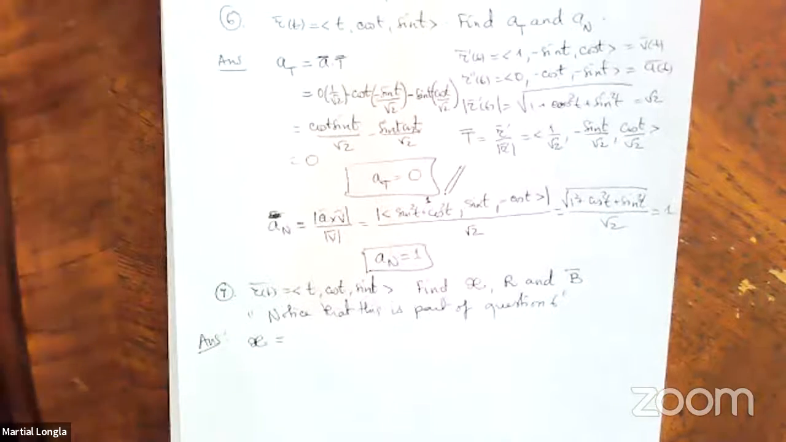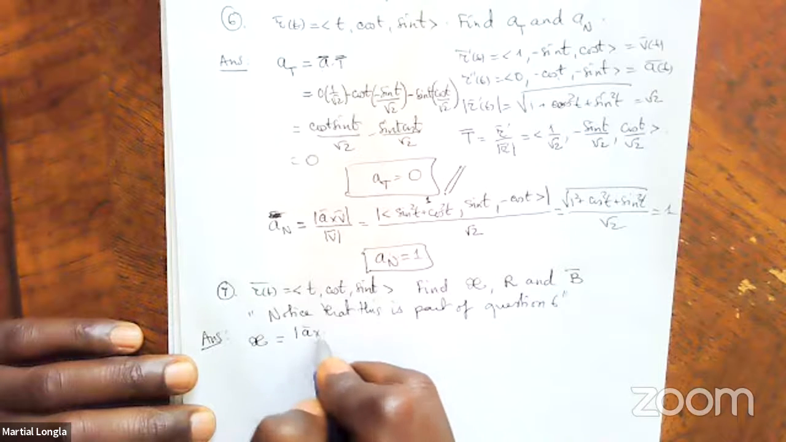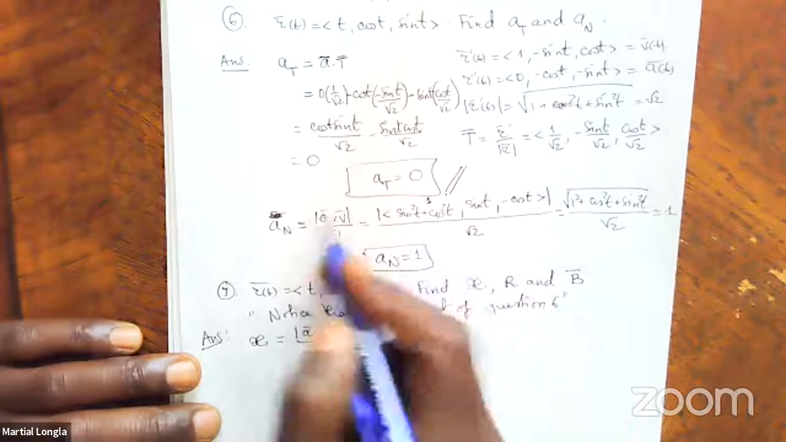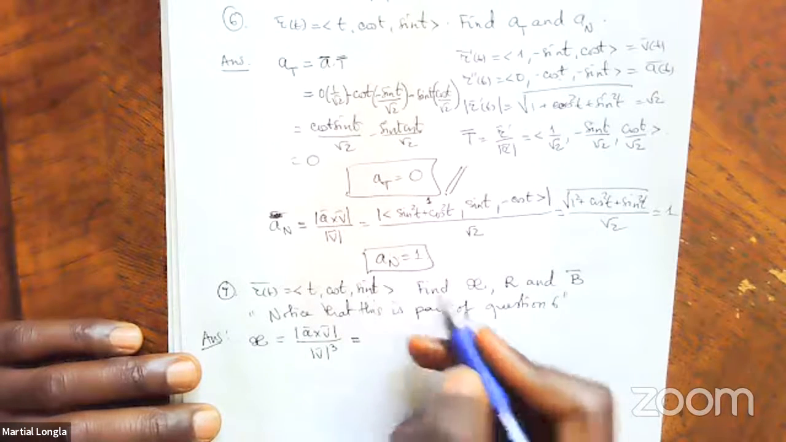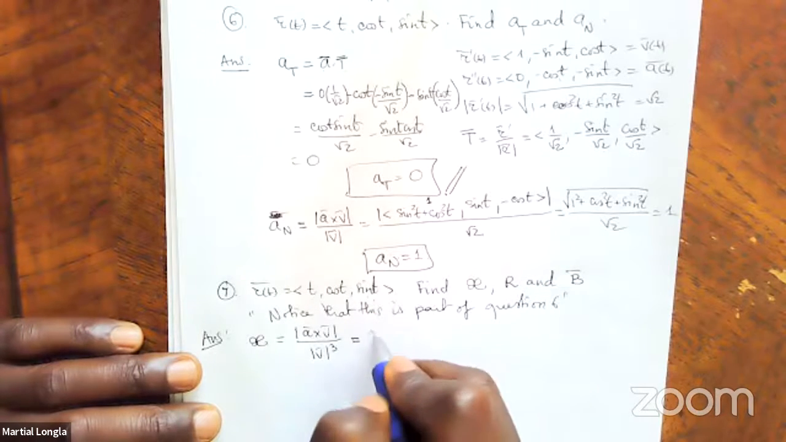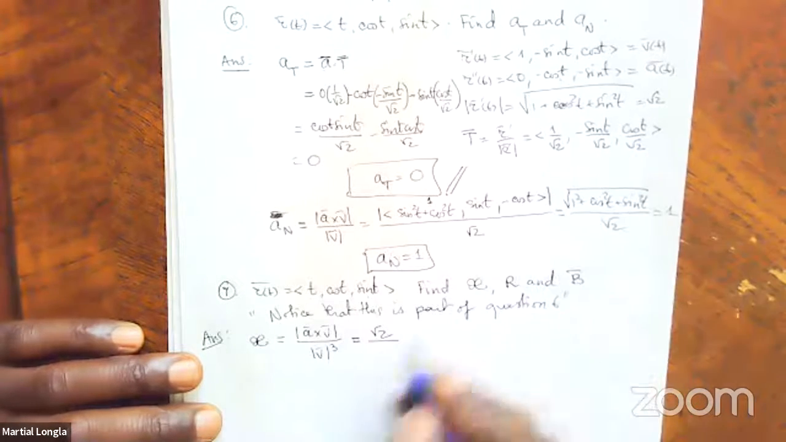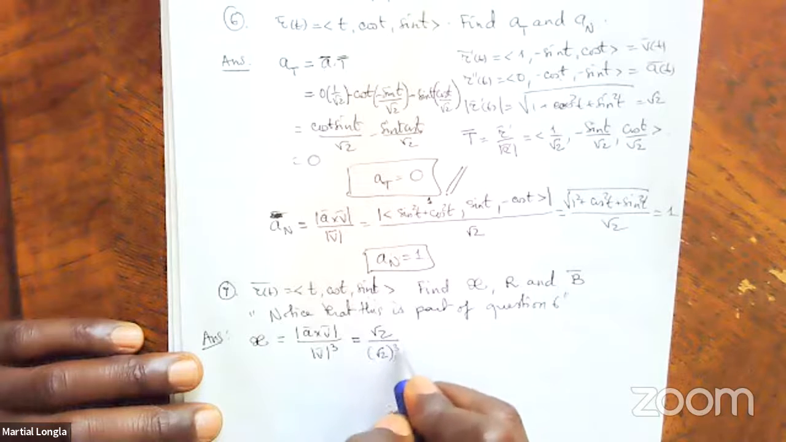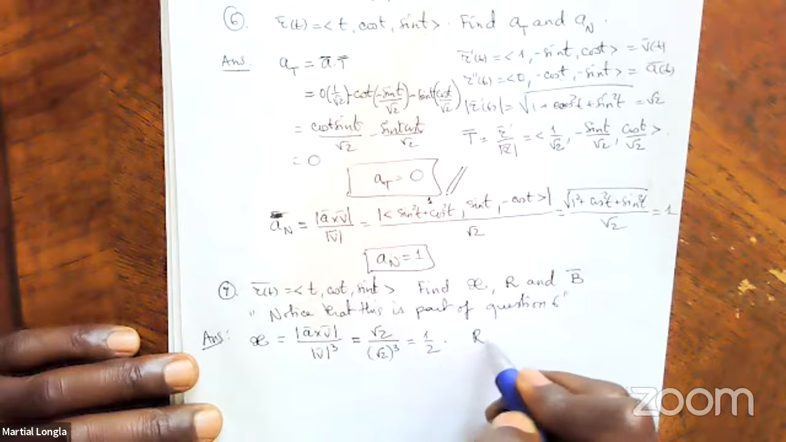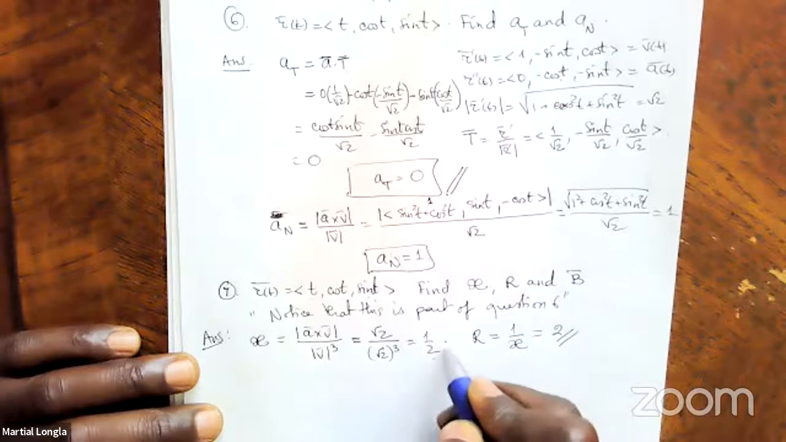Magnitude of v cross a over magnitude of v cubed. And all of that is already done up there. So you don't need to waste time. Magnitude of v cross a, it's root 2. We got that here. Magnitude of v, it's root 2. We got that up there. Cubed. So that's 1 over 2. The radius of curvature is 1 over that. So that's 2. No time to waste.